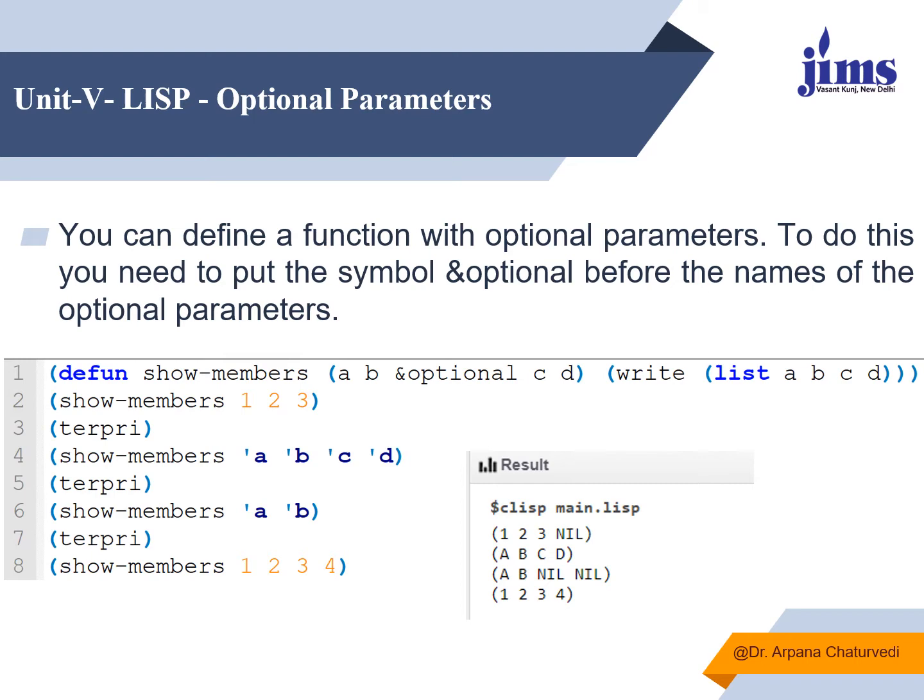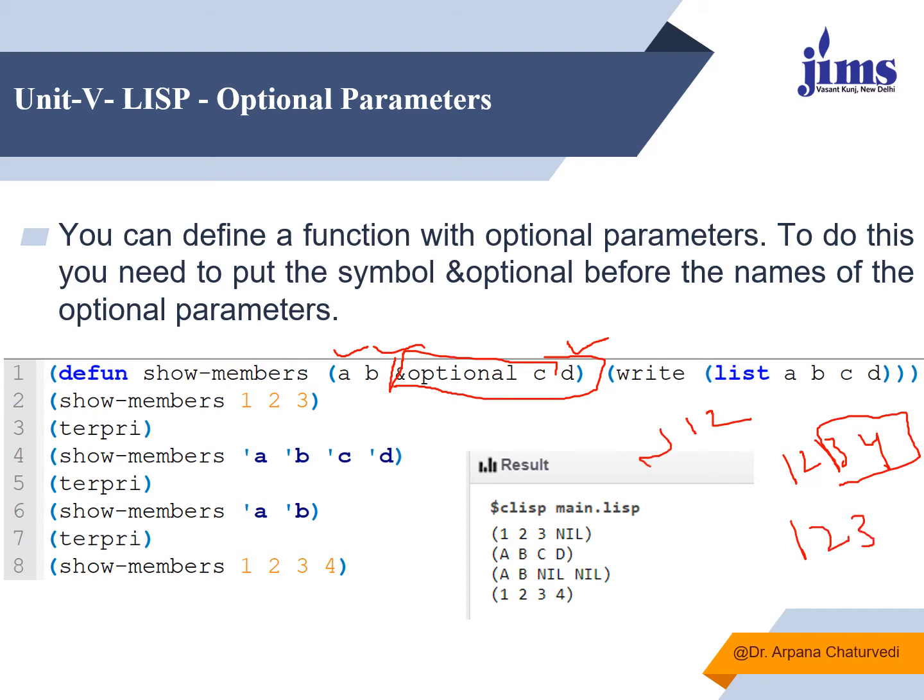What it means is that A and B are the parameters which are not optional, whereas C and D are the parameters which are optional. So when you are calling a function, you can pass a minimum of 2 arguments and a maximum of 4 arguments, because minimum 2 are mandatory and 2 are optional. So you can pass 3 also, no issues.